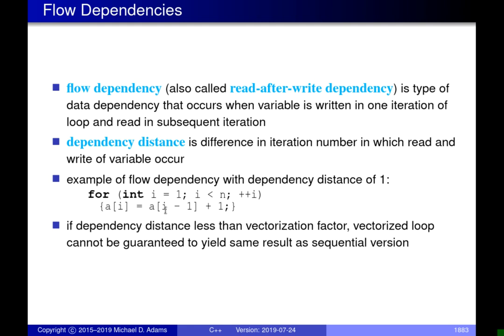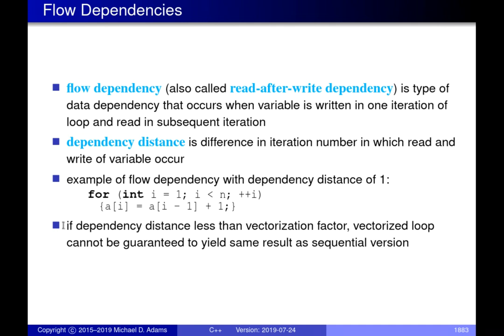Basically, the smaller the dependency distance is, the more problematic things are when you start to vectorize the code. In more specific terms, if the dependency distance is less than the vectorization factor, then the vectorized loop can't be guaranteed to yield the same result as the unvectorized version of the loop.